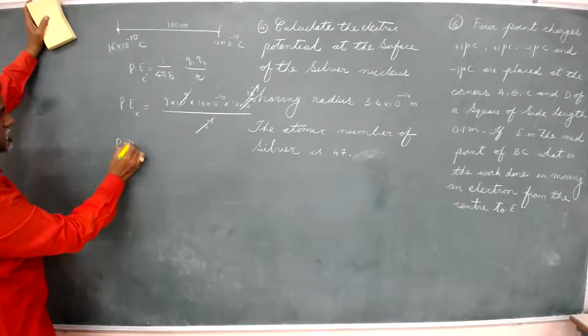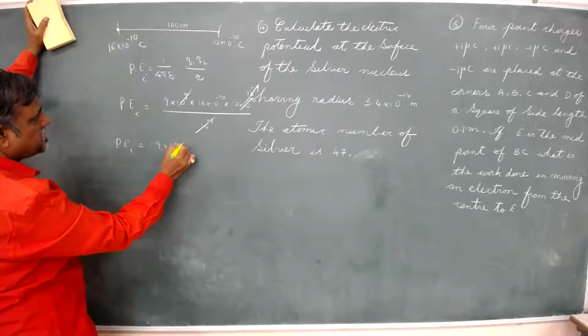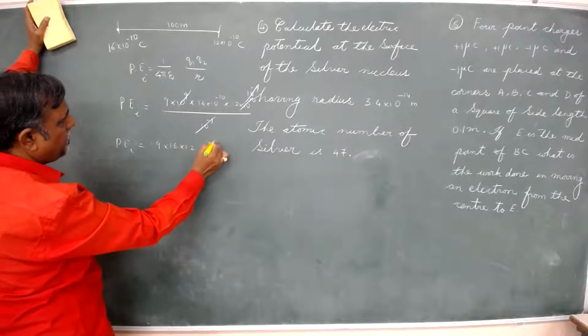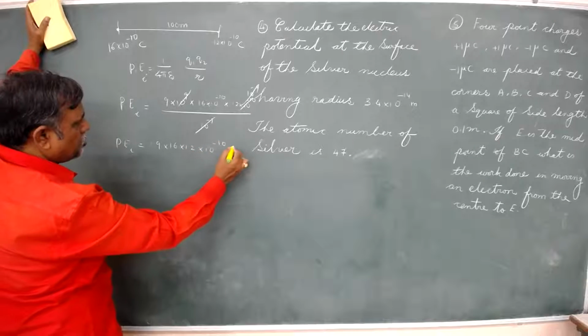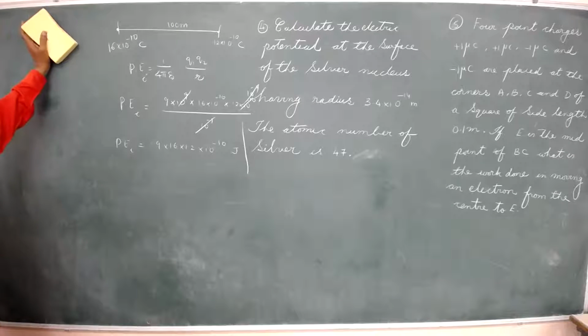So initial potential energy is what? Okay, so 9 into 16 into 12 into 10 power minus 10 Joule. Potential energy is measured in terms of Joule. So there is initial potential energy. Now, in the second stage, what is he doing?